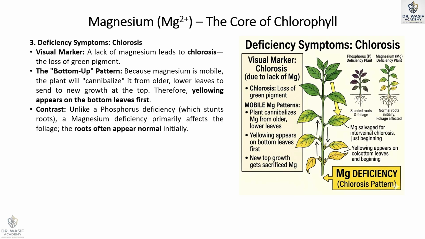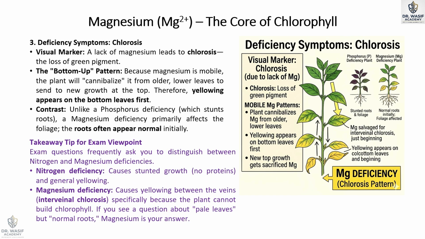It is also important to look at the hidden parts of the plant. Unlike a phosphorus deficiency which destroys the root system, a magnesium deficiency primarily attacks the foliage. In the early stages, the roots might actually look perfectly healthy even while the leaves are fading away.